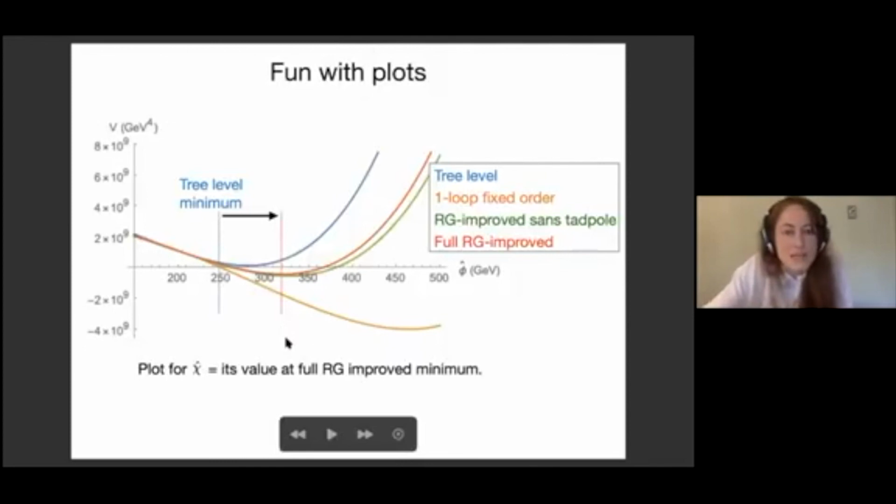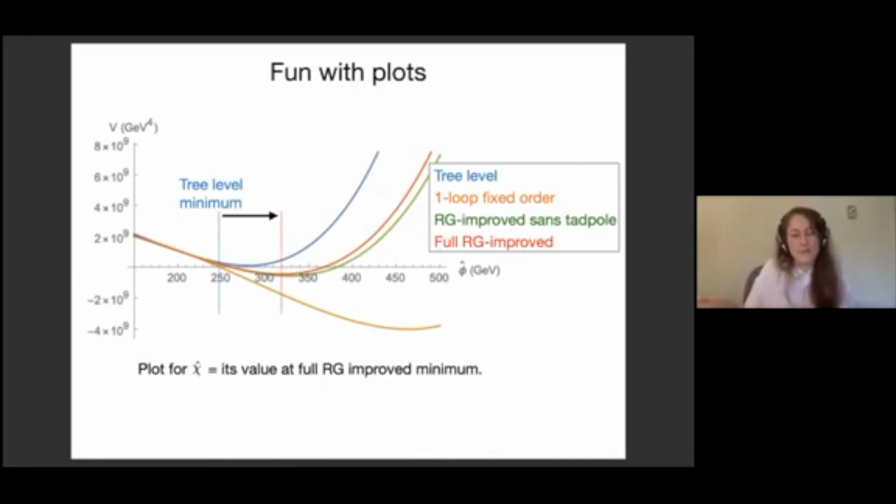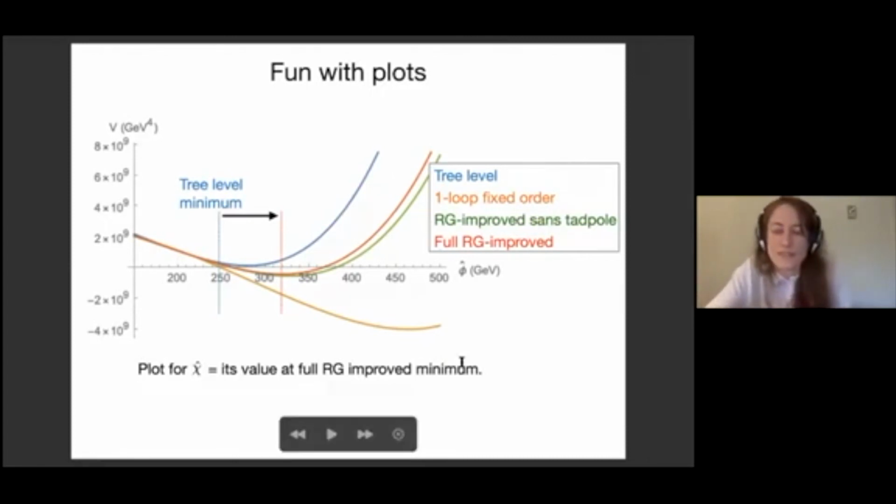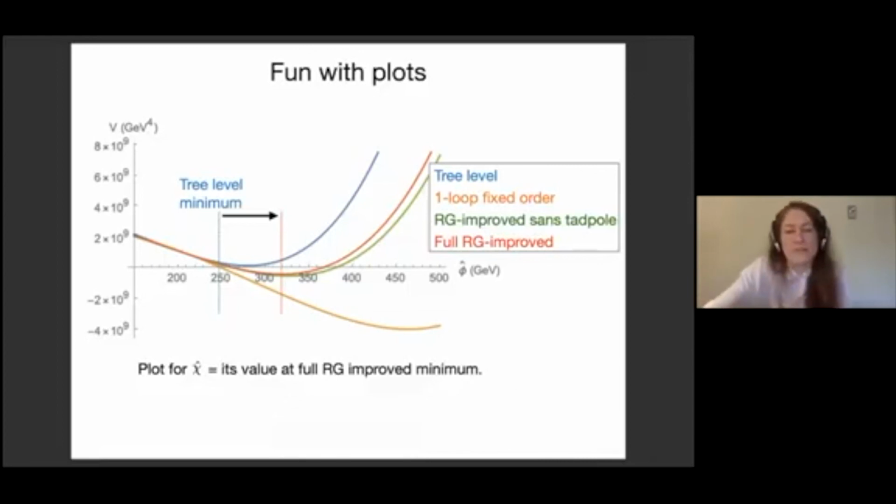Here I'm plotting the effective potential as a function of phi hat on a slice where I've chosen chi hat to be its value at the full RG improved minimum. So with these values of all the starting parameters and so on that I told you on the previous slides. So the blue is the tree level potential. Its true minimum isn't quite what's represented on this plot because, like I said, here I'm plotting everything for the slice where chi hat is at its full RG improved minimum, which isn't quite the tree level minimum.